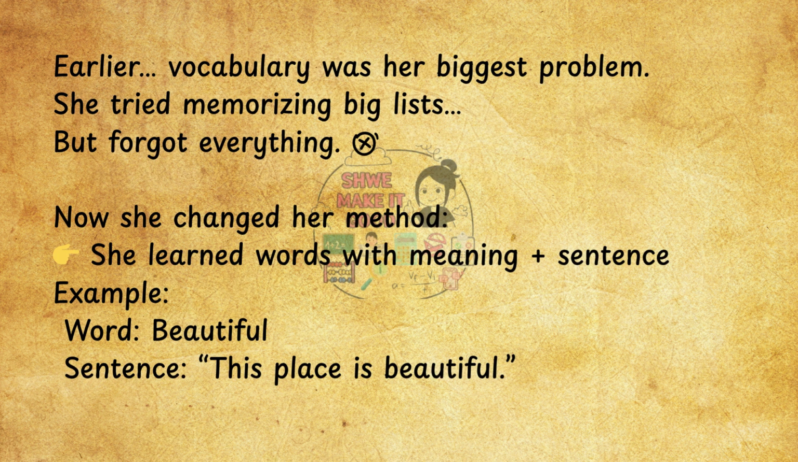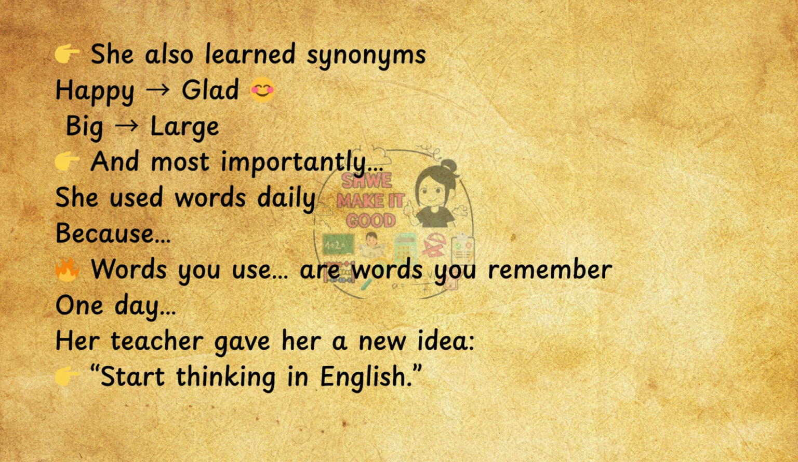Earlier, vocabulary was her biggest problem. She tried memorizing big lists, but forgot everything. Now she changed her method. She learned words with meaning plus sentence. Example, word, beautiful. Sentence, this place is beautiful. She also learned synonyms, happy, glad, big, large. And most importantly, she used words daily because, hot tip, words you use are words you remember.